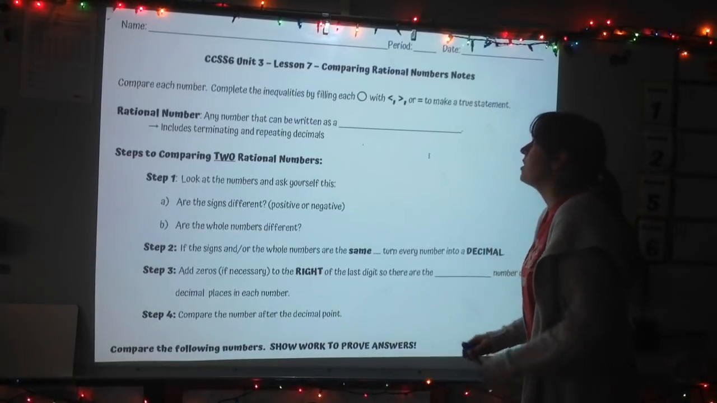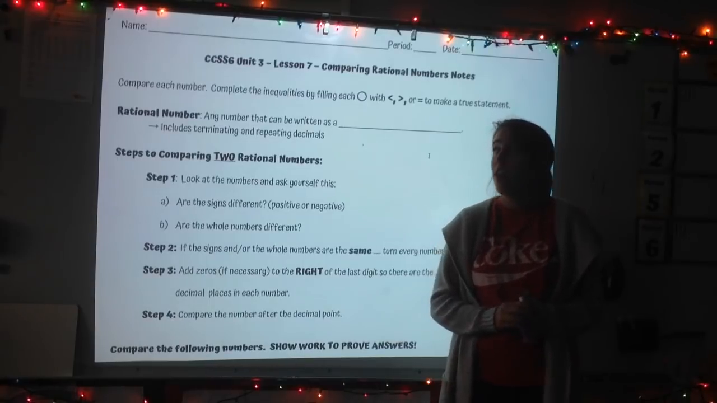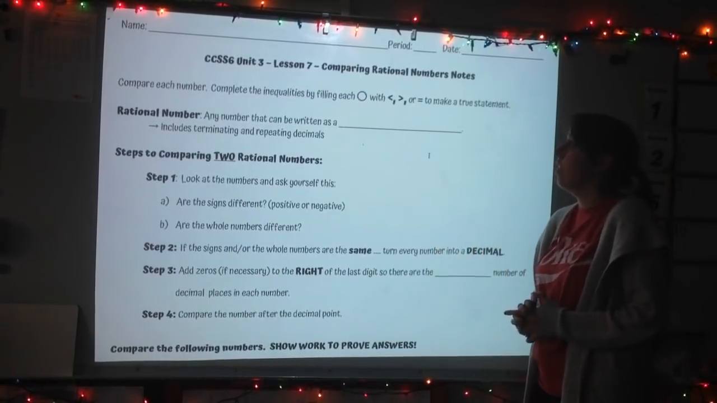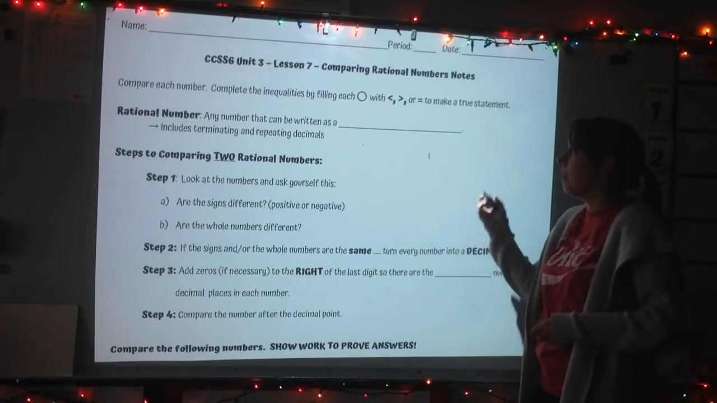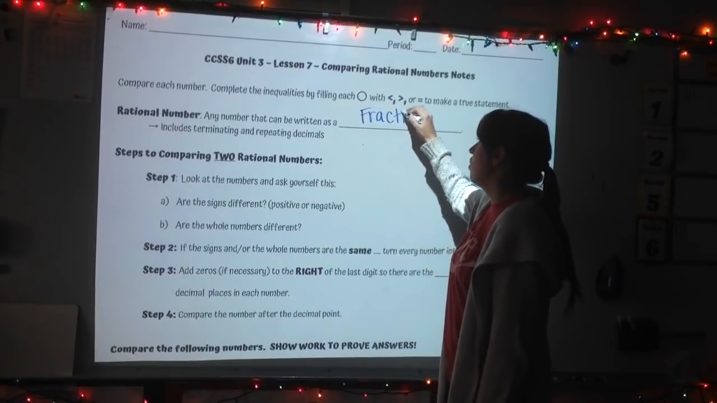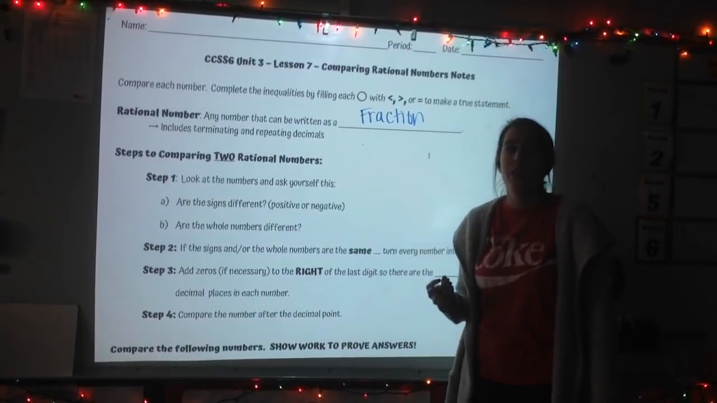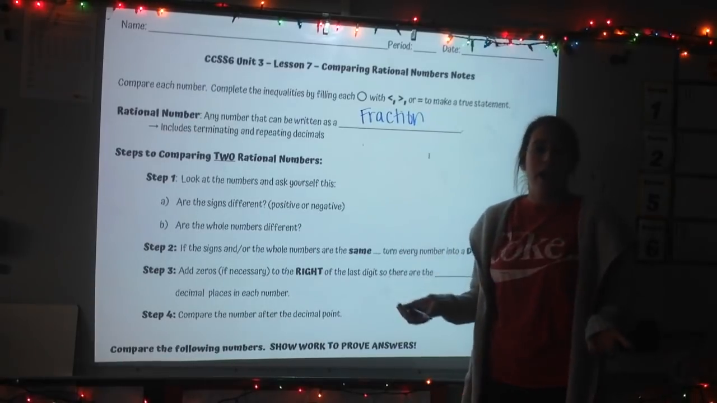Alright, today we are going to be talking about comparing rational numbers. So we've already compared integers. Now we're going to be looking at rational numbers. So first off, what is a rational number? A rational number is any number that can be written as a fraction. So this is talking about any terminating decimals, any repeating decimals, and any fractions.